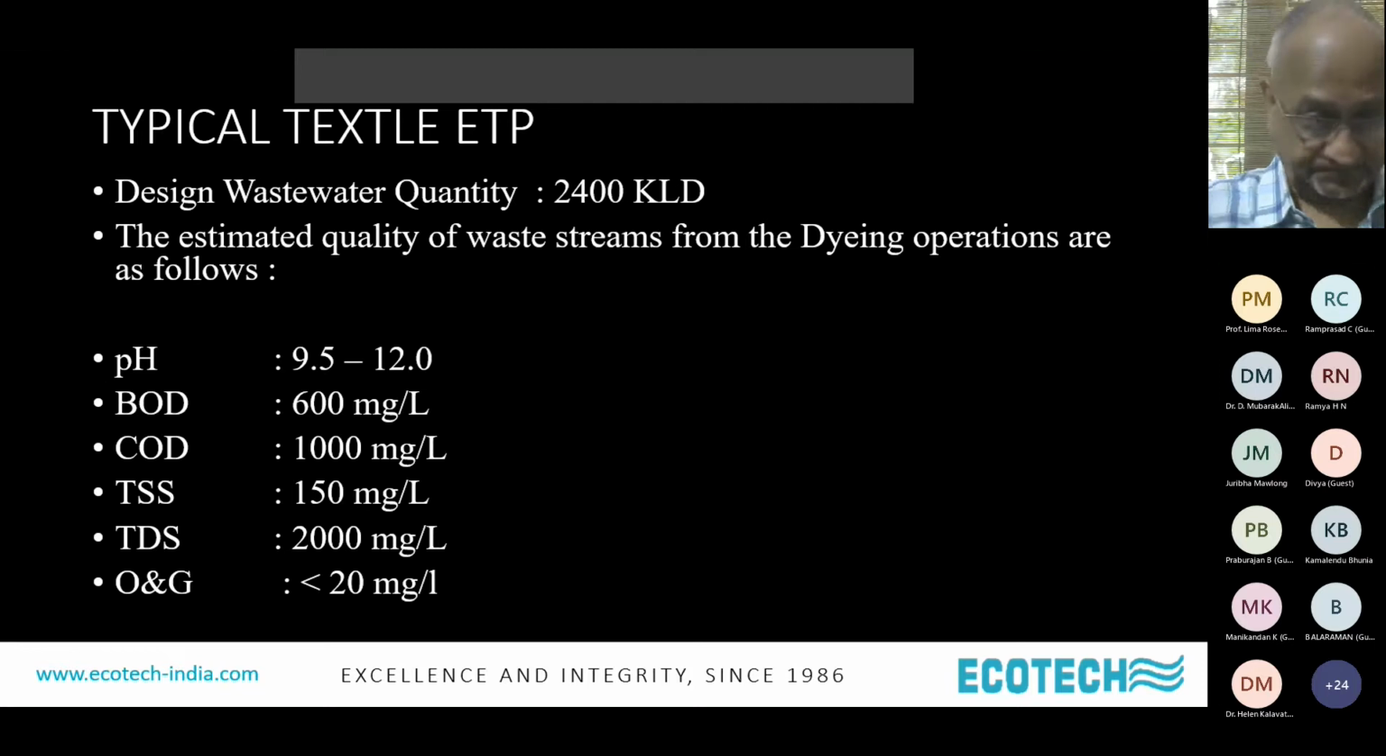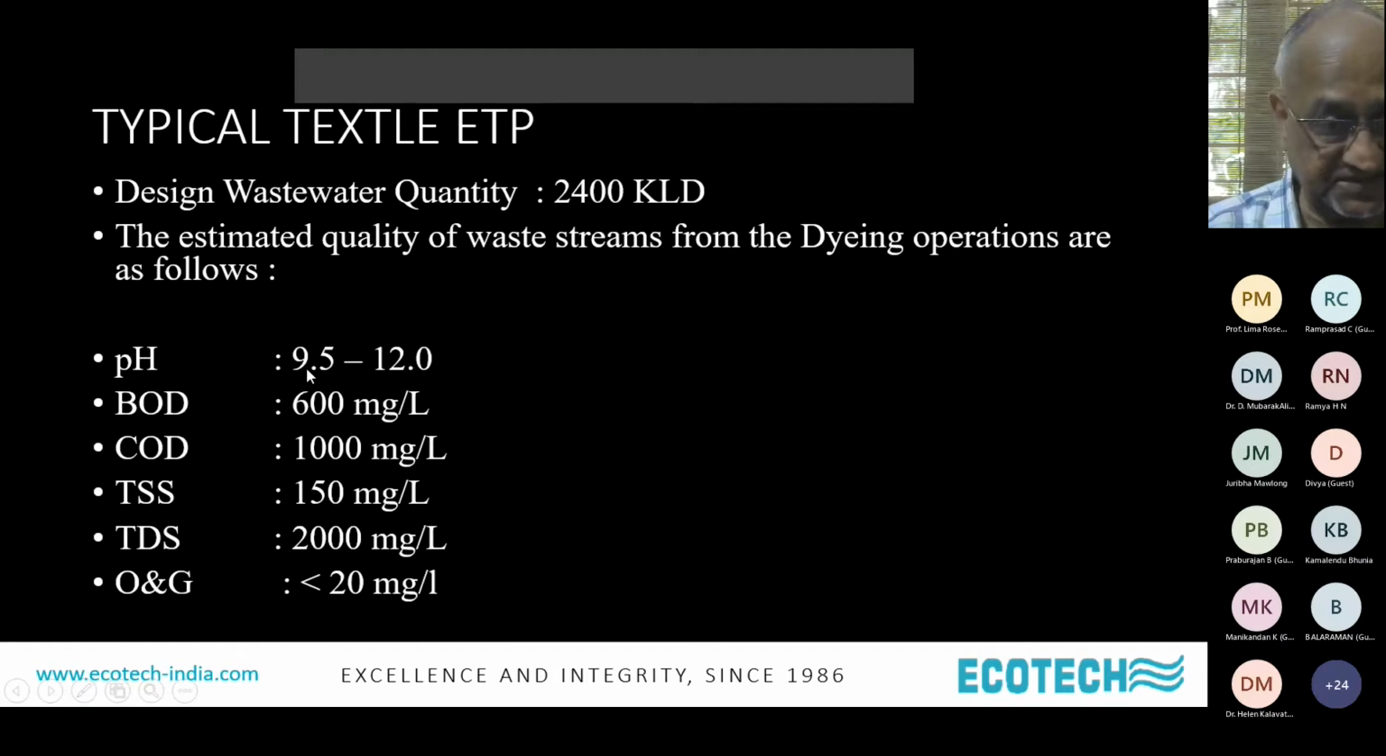Typical textile ETP. What is the design wastewater quantity? As I said, this was given by our client. He determines the design wastewater quantity, which he will in turn get from the supplier of the textile plant and machinery. The estimated quality of waste streams from the dyeing operations is also as follows. This also the client has to give from his process supplier.